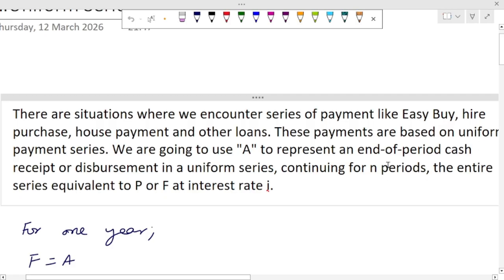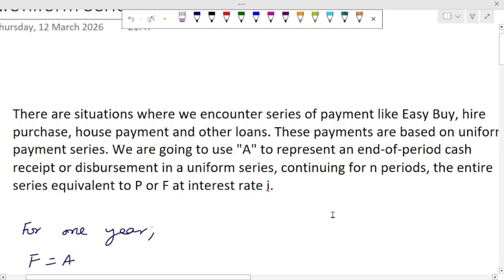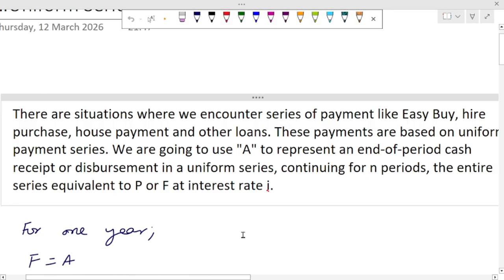Or hire purchase also, maybe someone who gets a vehicle, keke, or bike like that. After using it for a day, some people pay weekly, some pay daily, so the owner of the vehicle will be paid a fixed amount of money. Or maybe house payments like house rent and other loans. But the idea is there are situations where we pay a fixed amount of money.